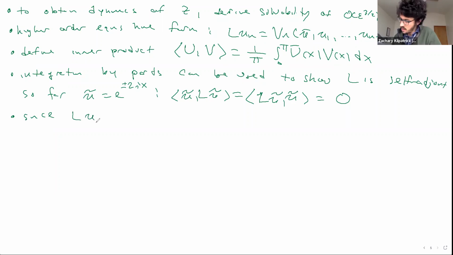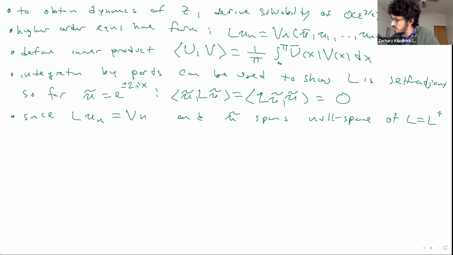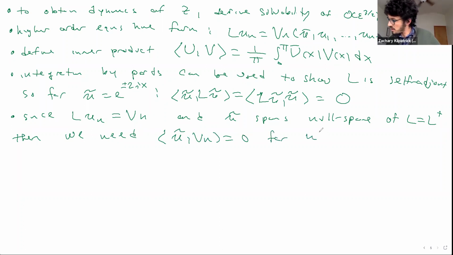Now, since LUN is equal to VN, and U tilde spans the null space of L, which is its own adjoint, then we need U tilde Vn equal to 0 for all n greater than or equal to 2, okay, for solvability.